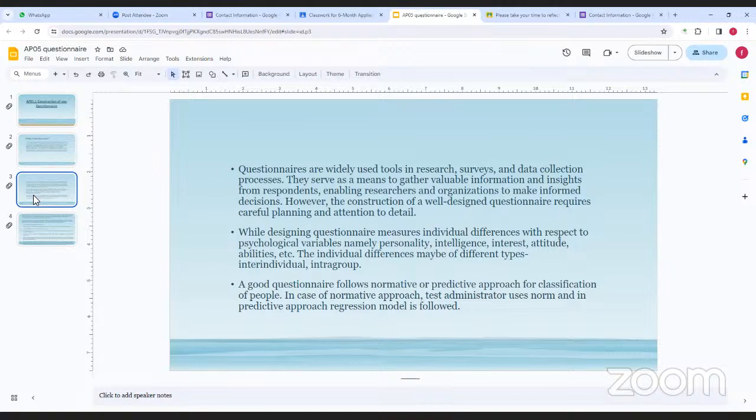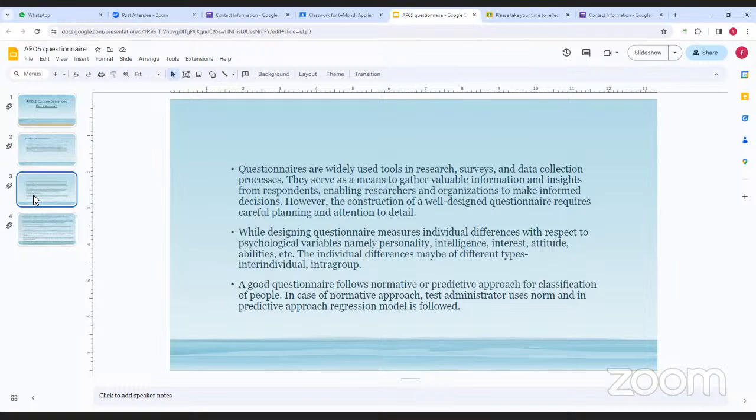While designing a questionnaire that measures individual differences with respect to psychological variables, namely personality, intelligence, interest, attitude, abilities, etc. The individual difference may be of different types, that is inter-individual and intra-group. Inter-individual means between individuals, another is within the group, intra-group. If it is inter-group, that means between the groups.